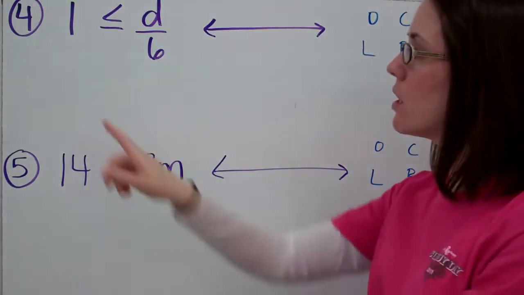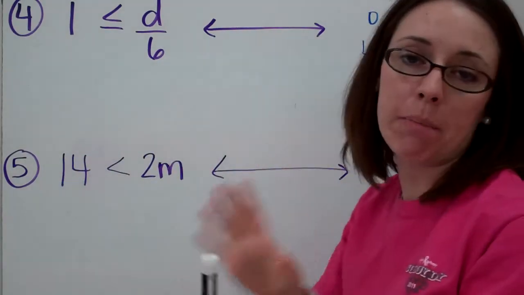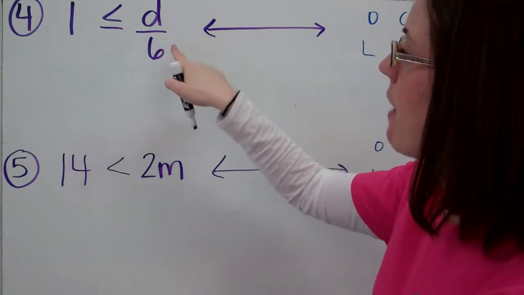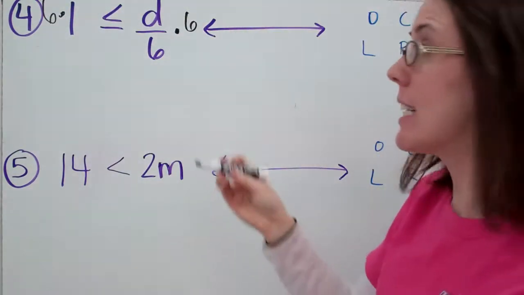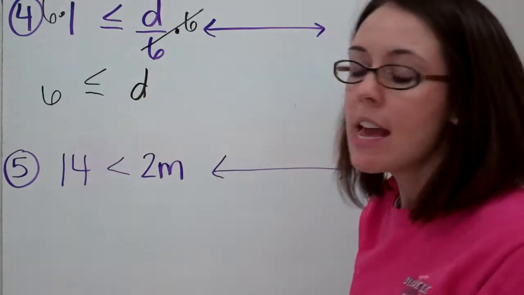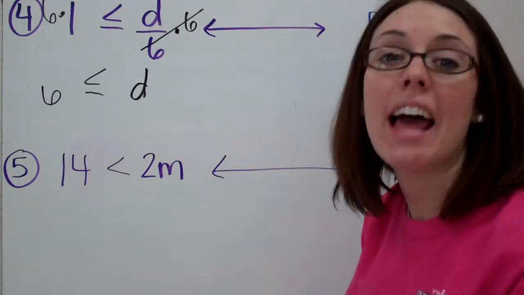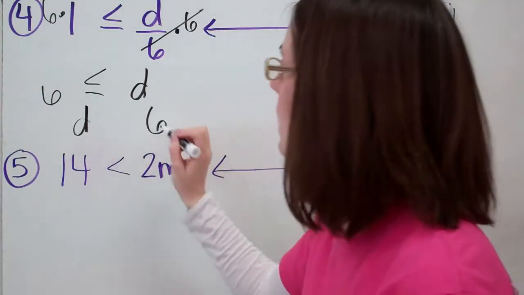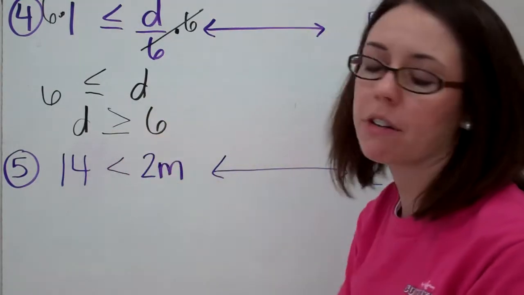Our last 2 examples. 1 is less than or equal to d over 6. You'll notice here it looks flipped around, but that's okay. We still solve the inequality the same way. To get rid of d divided by 6, we multiply by 6 on both sides. Our 6's cancel, and you're left with 6 is less than or equal to d. If you'll think back to big number 4 in your notes, we always want the variable on the left, so we need to flip it. We're going to put d on this side, 6 on this side. And our inequality symbol flips from less than or equal to to greater than or equal to.